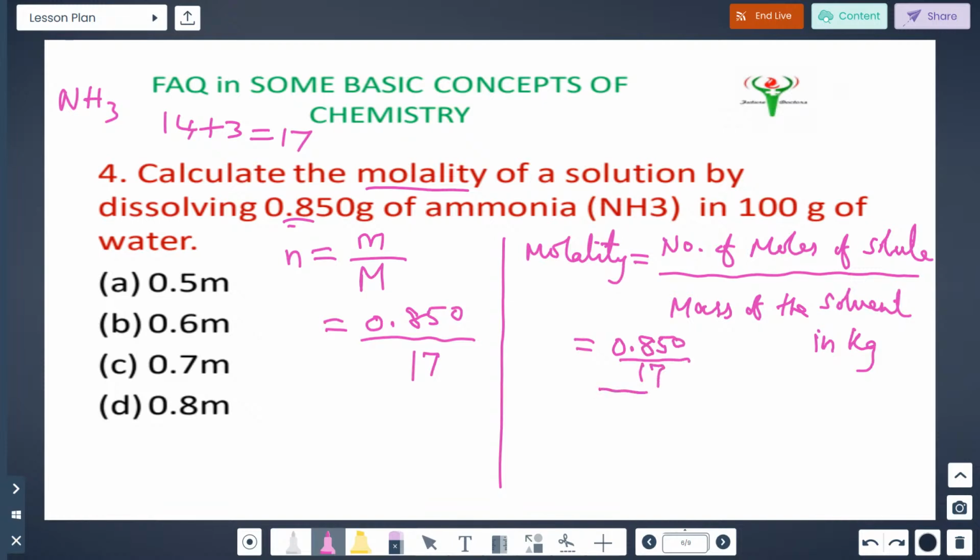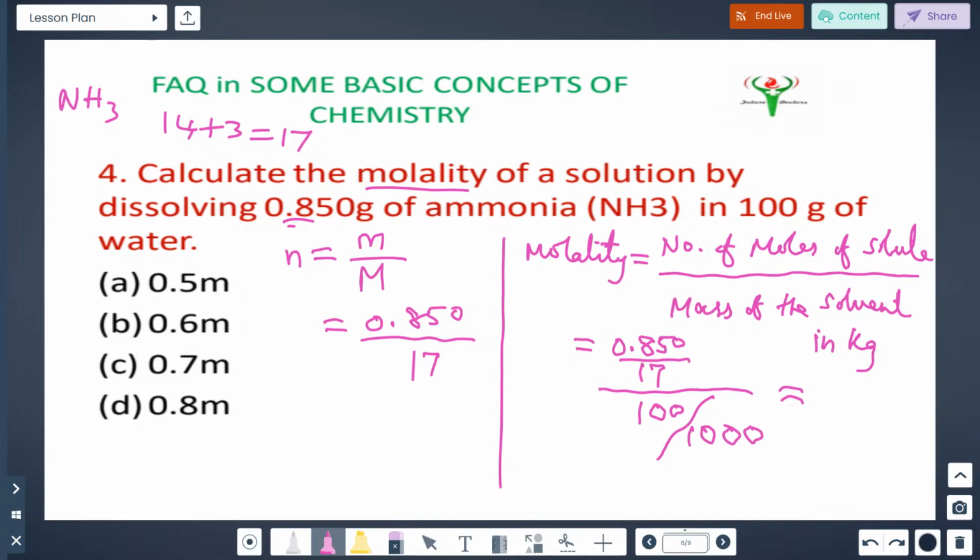By mass of the solvent in kilogram. Mass of solvent is 100 gram, but we need it in kilogram, and gram is given. So we have to convert it into kilogram by dividing by 1000. So if we simplify, we can get the answer. See how to simplify.